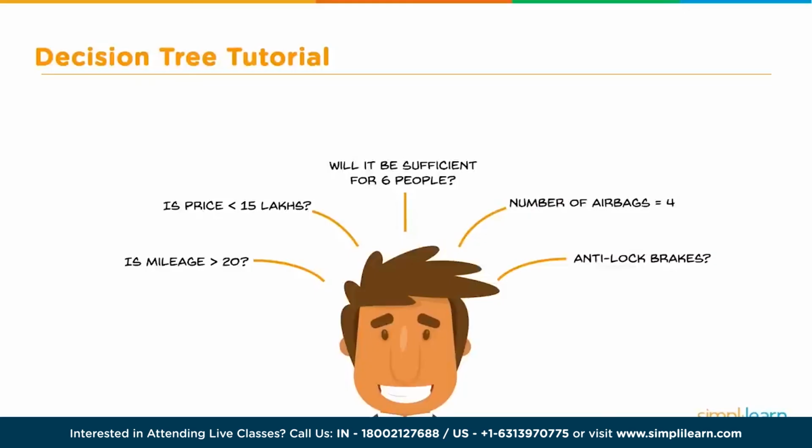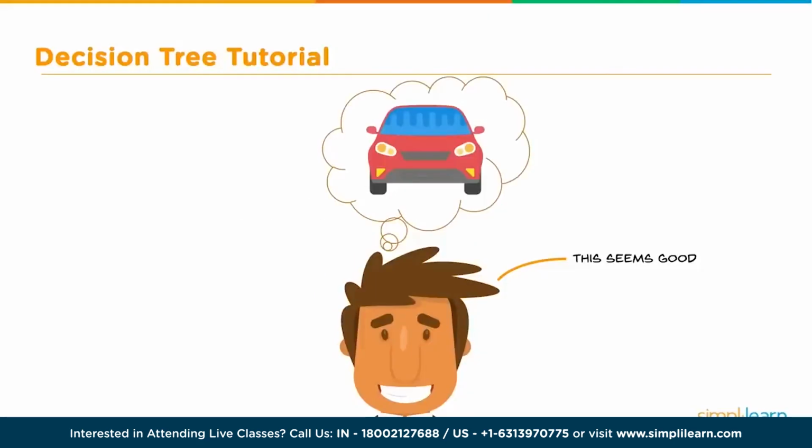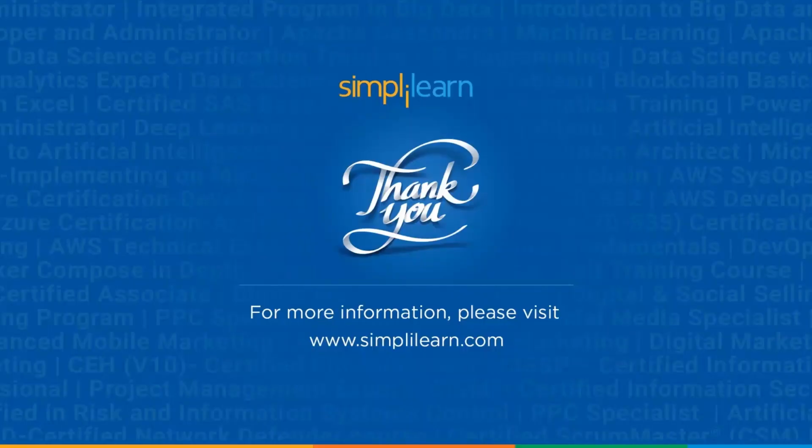Is the mileage greater than 20? Is the price less than 15? Will it be sufficient for 6 people? Does it have enough airbags, anti-lock brakes? All these questions come up. Then as we feed all this data in, we make a decision. And that decision comes up, oh, hey, this seems like a good idea. Here's a car. So as we go through this decision process using a decision tree, we're going to explore this, maybe not in buying a car, but in how to process data.